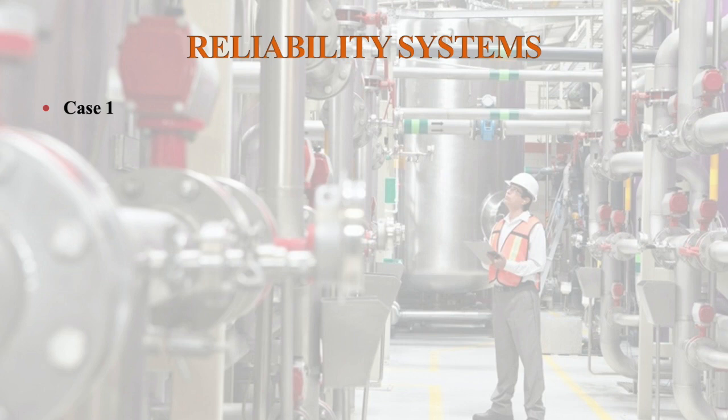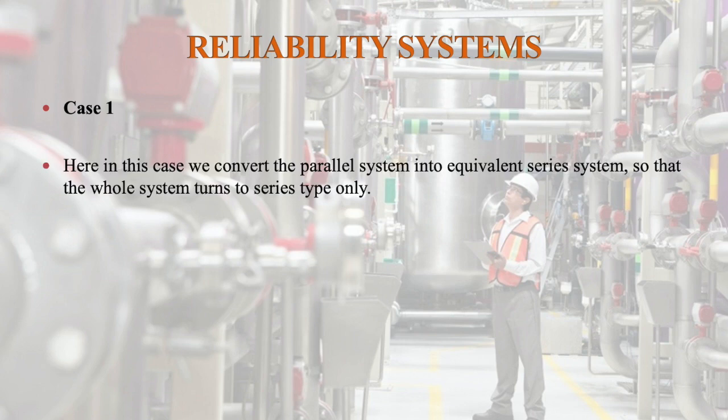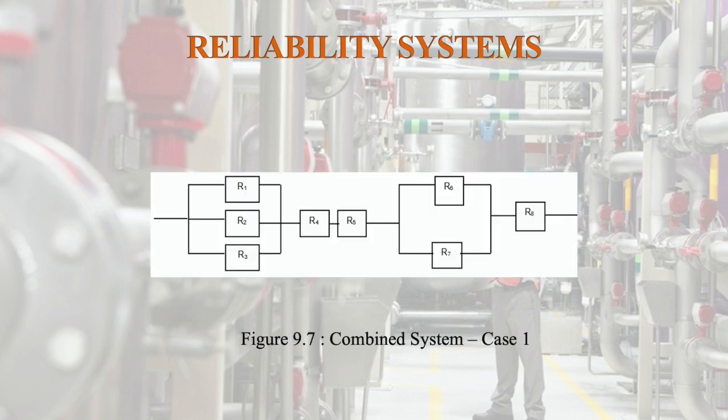So case 1, here in this case we convert the parallel system into an equivalent series system, so that the whole system turns to series type only. So this is the combined system, case 1. In this there are different components connected. Some components are connected in parallel, some components are connected in series, and how to calculate the overall reliability we have to learn. The overall reliability calculation will be learned for the combined system.